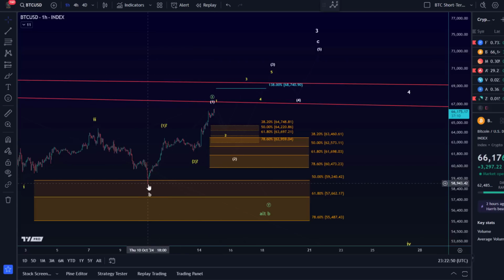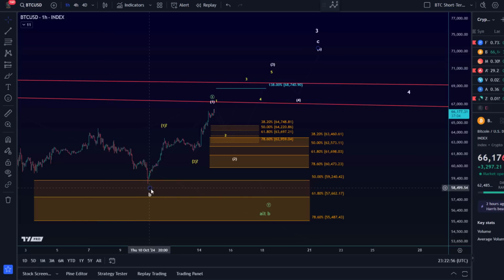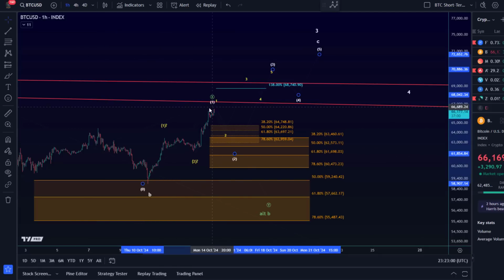If the B wave bottomed here, by the way, let me tidy it up, on the 10th of October, then this here in the white count would be a wave 1 still in the making. That's one of these scenarios. And support is at 60,473 for that scenario. So a pullback is still due for that. And then we could watch for a 3rd wave rally from there, wave 4, wave 5.